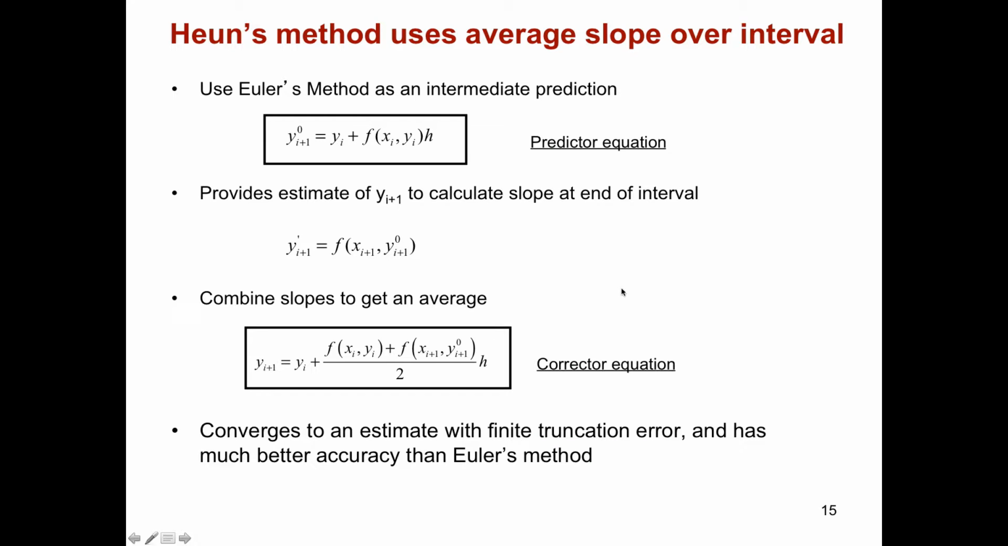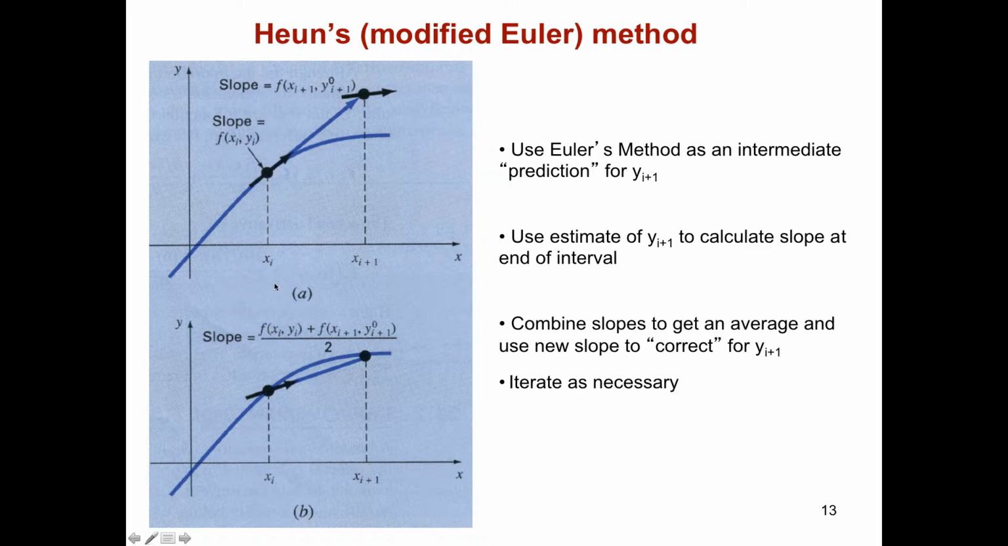So basically, instead of having f of x i, y i here, I'm going to have f of x i, y i plus f of x i plus 1, and I'm going to estimate this y i plus 1 prime here. So this is what my y i plus 1 from Euler's method would have been. At that point, I estimate what my f would be, and I just average the 2 slopes, and that is Heun's method. So it's really just trying to improve on this initial slope that we're using to solve the problem.